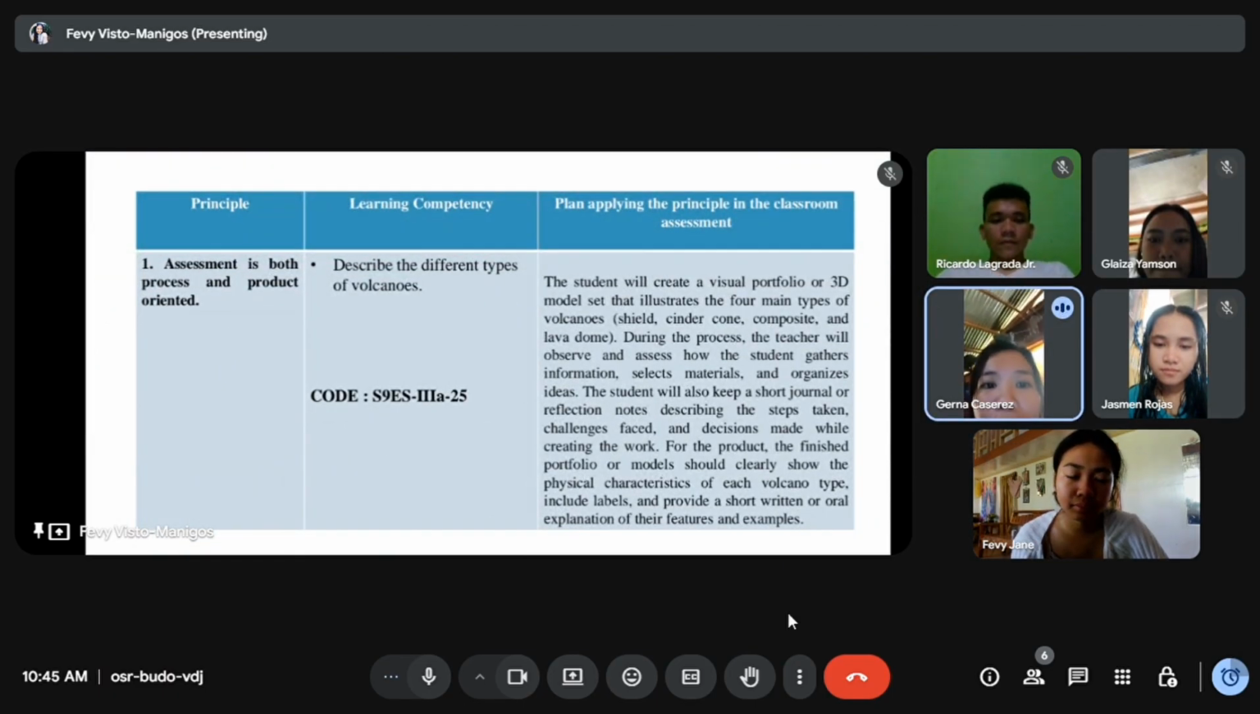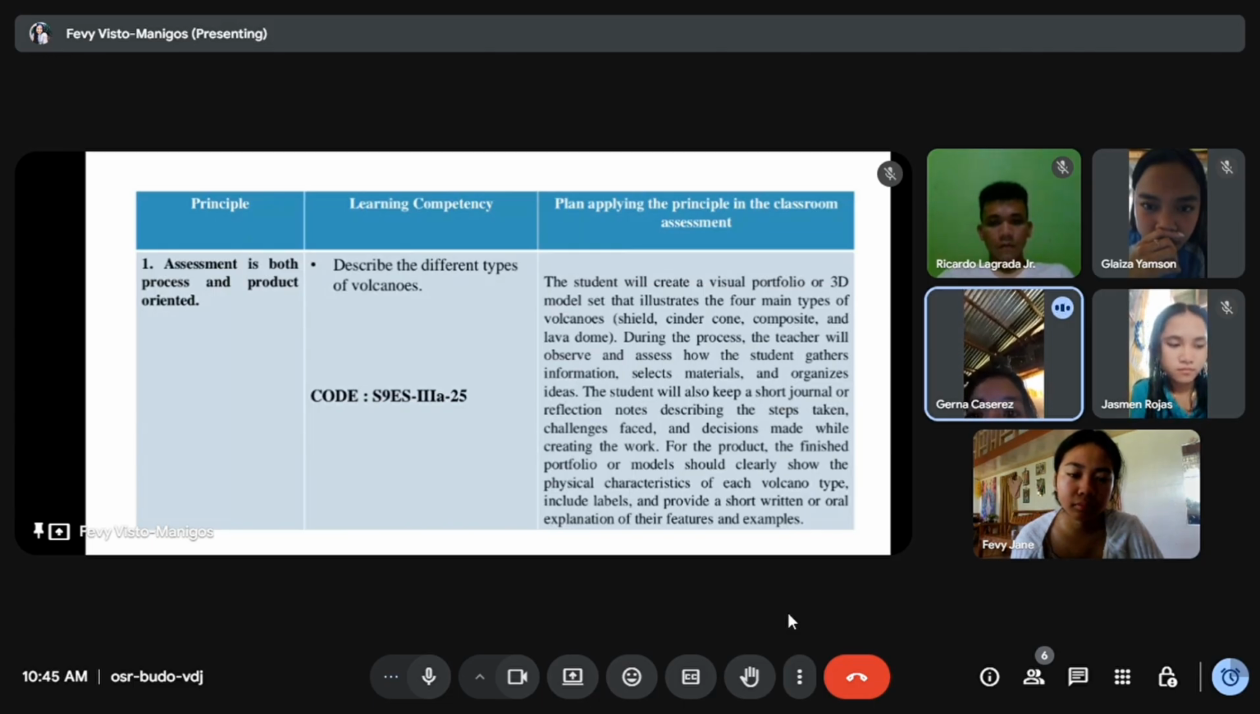In principle one, assessment is both process and product oriented. In the learning competency, describe the different types of volcanoes. In the plan applying the principle in the classroom assessment, the student will create a visual portfolio or 3D model set that illustrates the four main types of volcanoes, like shield, cinder cone, composite, and lava dome.